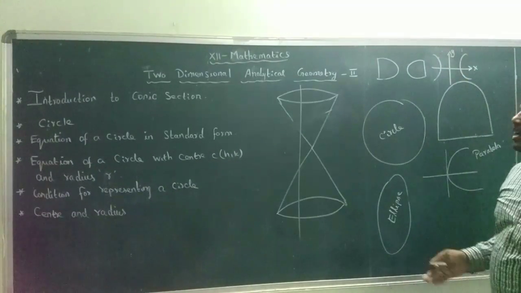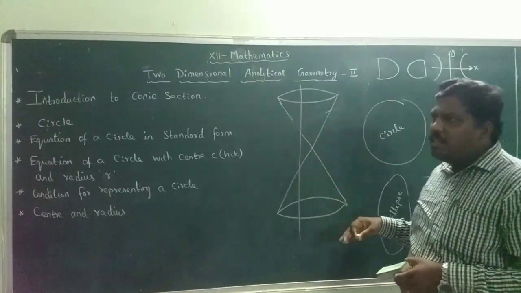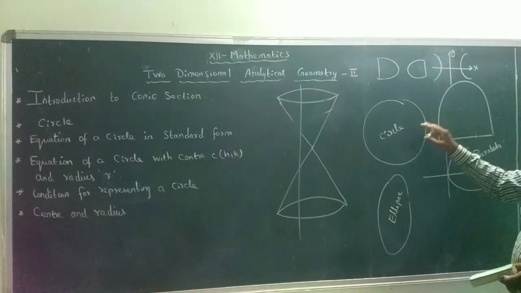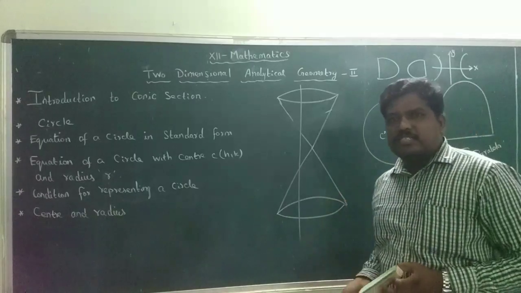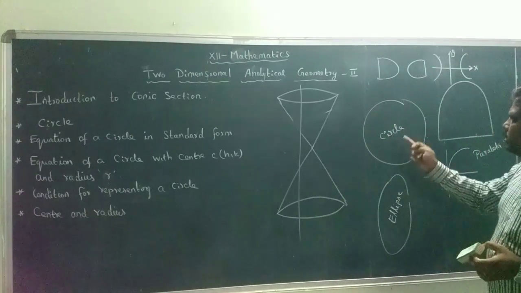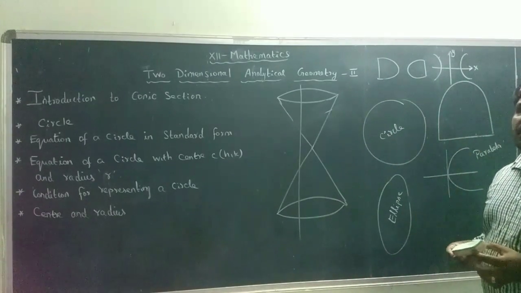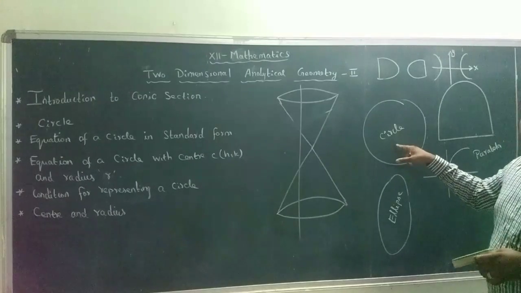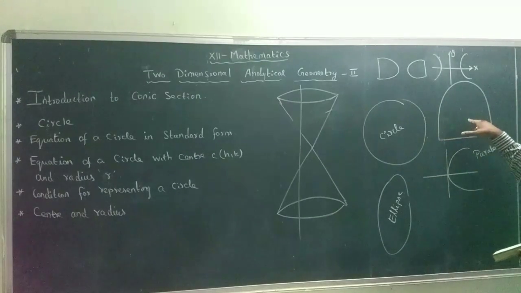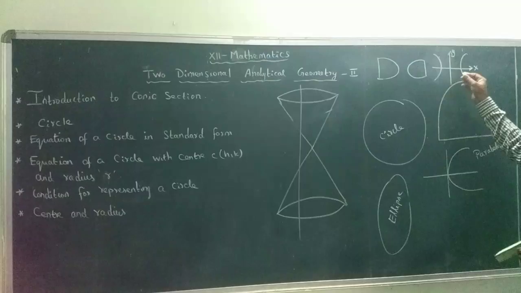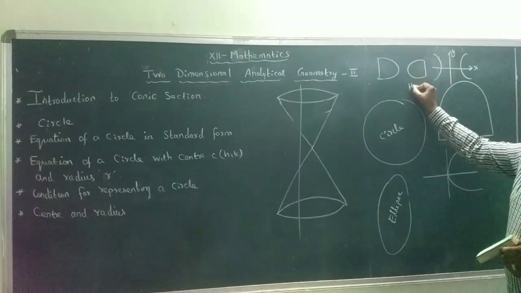So when you cut the double angle cone at different angles, you can get different shapes. These shapes are generally called conics. The general name for these shapes is conics. So here the shape is known as circle, parabola, ellipse, and this one is known as hyperbola.